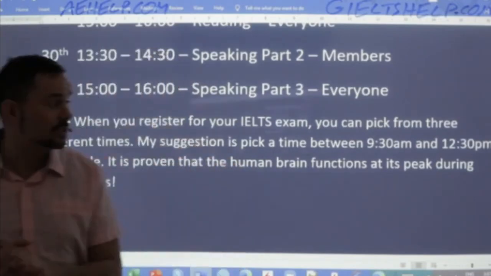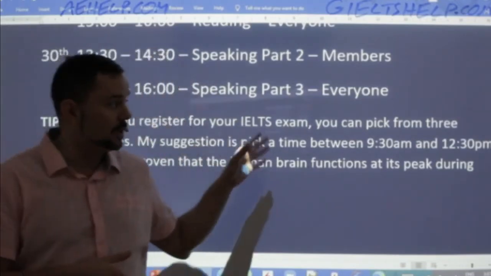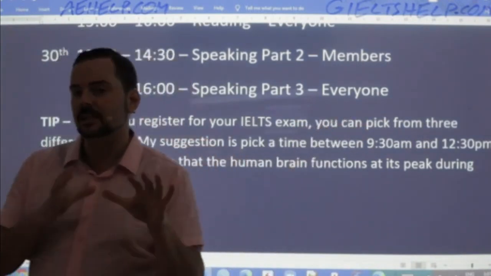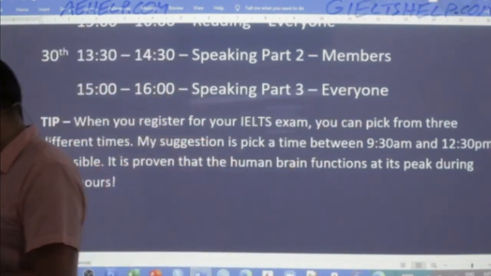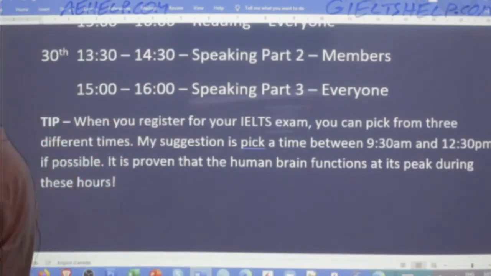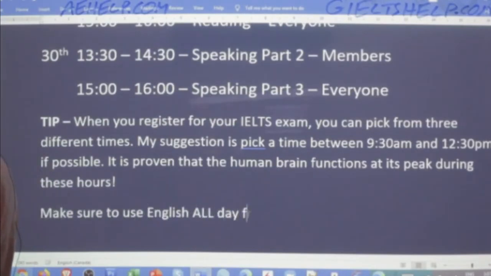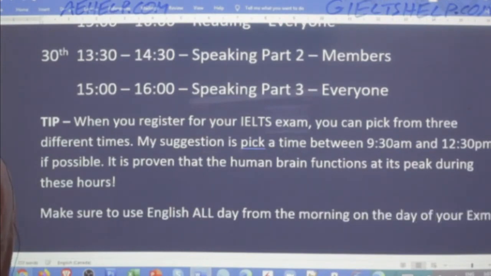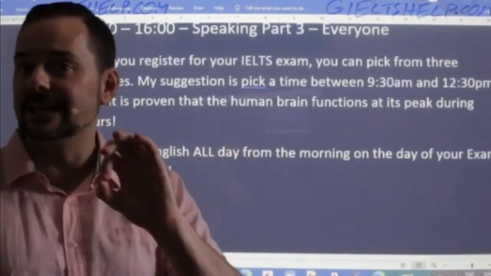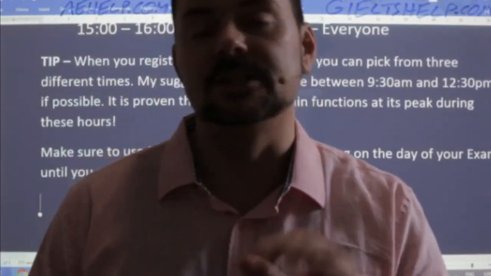So when you're registering for your exam, it'll give you a choice of times to do your exam. Ideally, you want to do it around then, okay? And of course, make sure to speak English all day on your exam, okay? So make sure to use English all day from the morning on the day of your exam until you are finished. Very important, all right? Everybody catch that? Yeah?